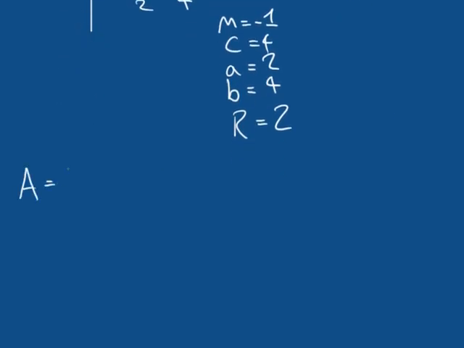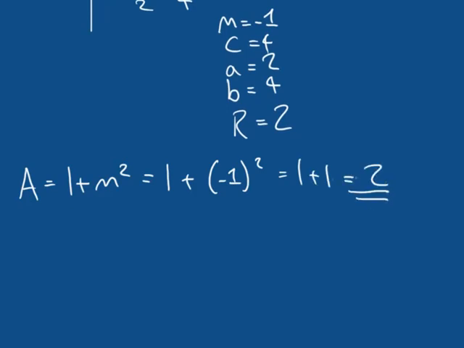So A was equal to 1 plus m squared, which is equal to 1 plus -1 squared, which is equal to 1 plus 1, which is equal to 2. So A is equal to 2.